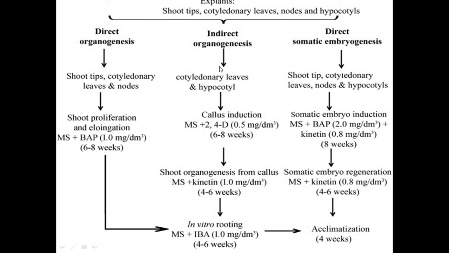Okay, similarly for the indirect organogenesis, callus induction will be done, the shoot organogenesis will be done, then in vitro condition, and then acclimatization. And same for the direct somatic embryogenesis. Now here you can take shoot tip, cotyledon leaves, nodes, and hypocotyl in the form of explant. Then the somatic embryonic induction, here the media plus benzyl adenine plus carnitine for 8 weeks, and then the somatic embryo regenerates. Now here the media plus the carnitine 4 to 6 weeks, and after that the acclimatization will be done, that is for 4 weeks.